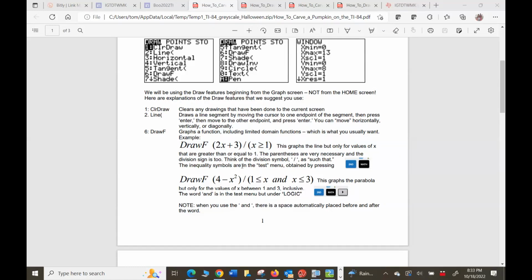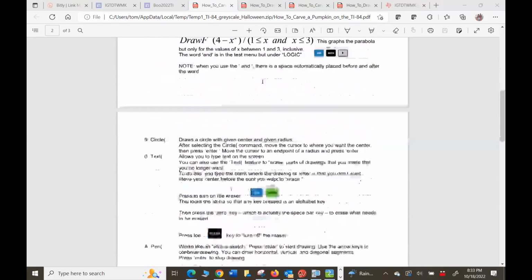Again, the inequality symbols are from the test menu. When you press 2nd Math, that's how you get the test menu. If you want an inequality for a "between," then that's where you have 1 is less than or equal to x, the "and" from the logic part of the menu, which puts a space before and after, and x less than or equal to 3. Okay, so that's how you use the draw function feature.